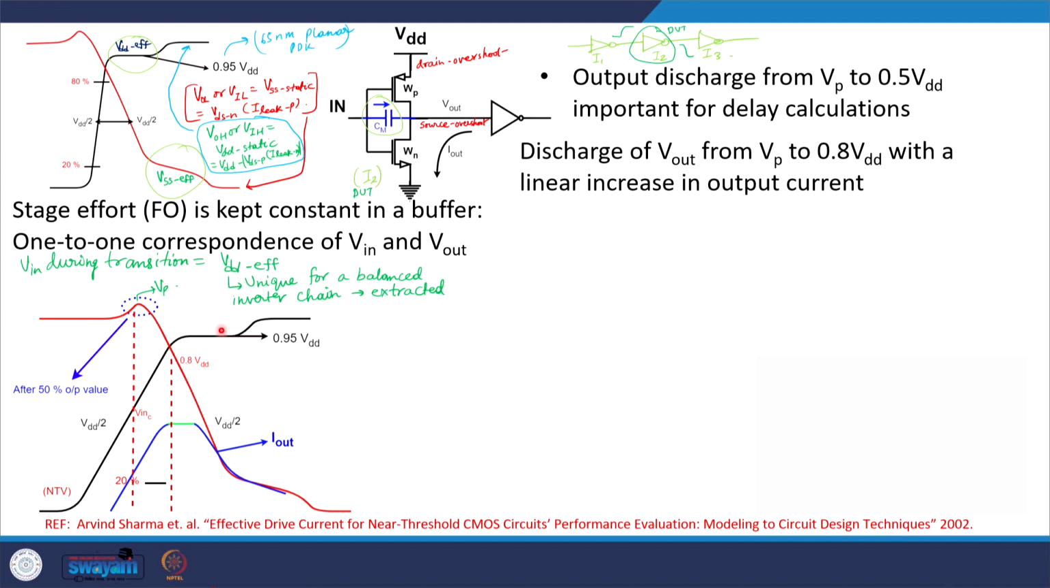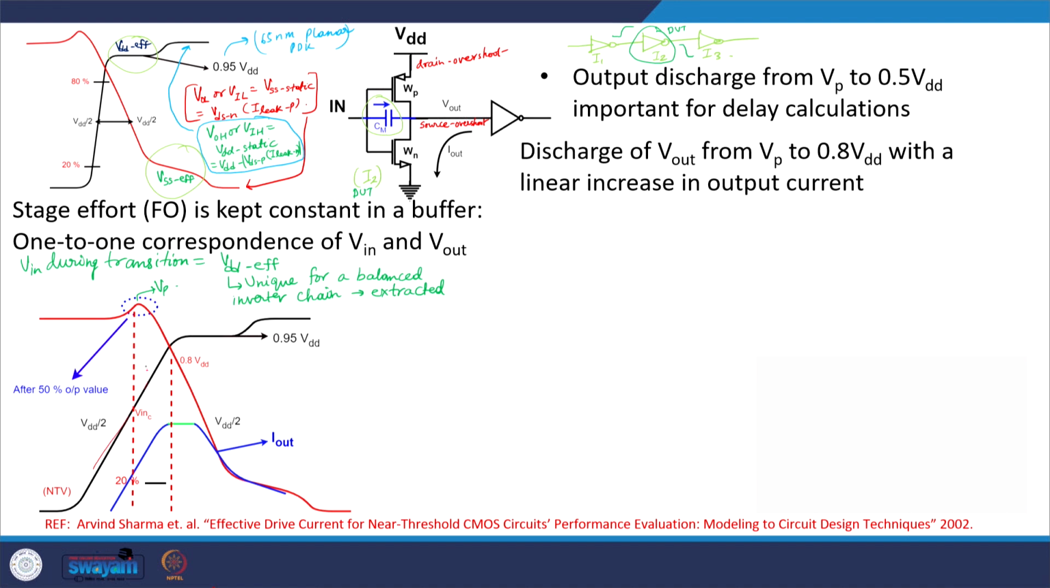That is, when you change the stage ratio from fan out 3 to say fan out 5, what you would find is that this transition time would increase, and this would also increase for the same. Suppose it is 0.95 VDD from here till here. Between these values, for the increased transition time, you will again have 0.95 VDD as the input voltage. That is what we mean to say, that for a balanced fan out inverter chain, you would have this VDD effective also being unique.